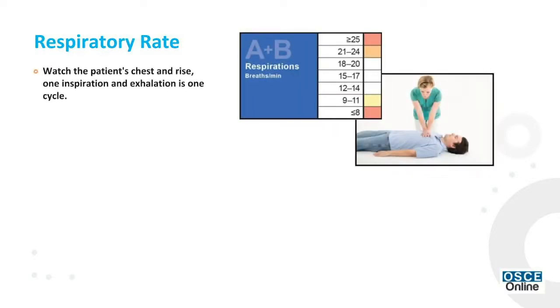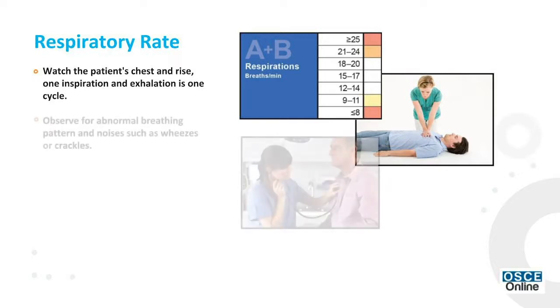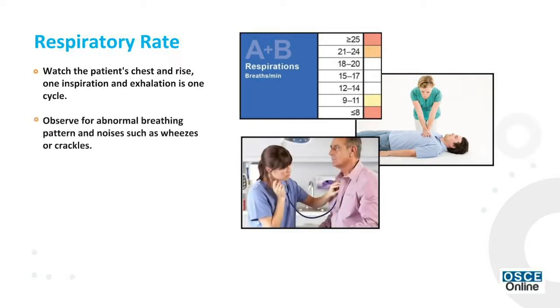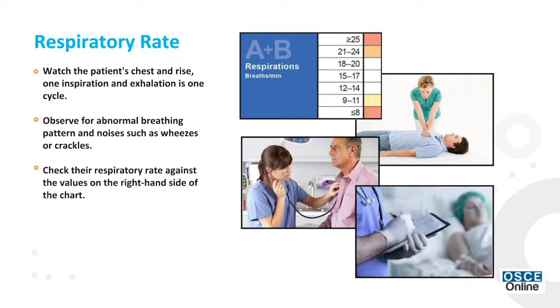Respiratory rate. Watch the patient's chest rise and fall. One inspiration and exhalation is 1 cycle. Observe for abnormal breathing patterns and noises such as wheezes or crackles. Check their respiratory rate against the values on the right-hand side of the chart.